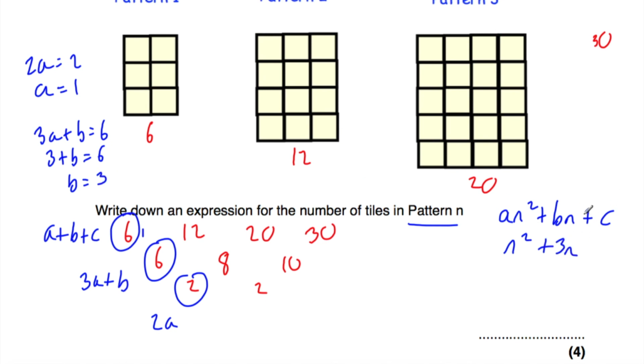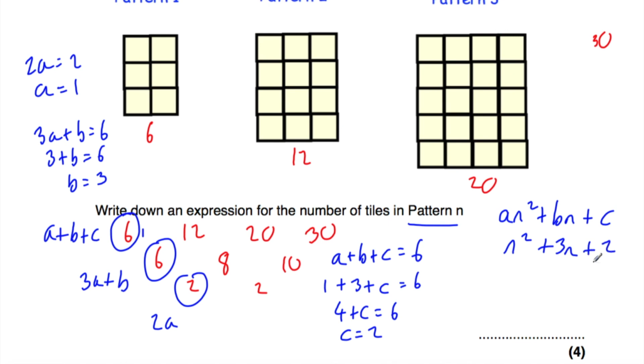And finally, we'll want to find the value for C. So our first term in the sequence is A plus B plus C. So that's A plus B plus C is equal to 6, and A is equal to 1. So we've got 1 plus B, which is 3, and then plus C, which is what we're trying to find, and that's equal to 6. 1 plus 3 is 4, plus C is equal to 6. If we take away 4 and take away 4, we get C is equal to 2. So then it would be plus 2. So that means the number of tiles in pattern N would be N squared plus 3N plus 2.